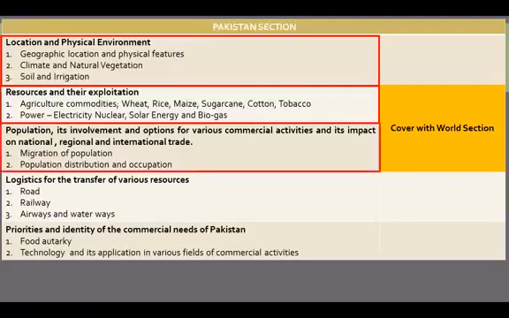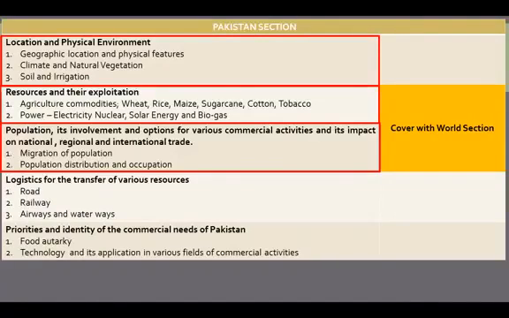Then we have population, involvement options for various commercial activities, its impact on national, regional, and international trade, migration of population, in-migration and out-migration, and their impact on society, population distribution, and all. We have different areas around the globe where there is low population, moderate population, and dense population.